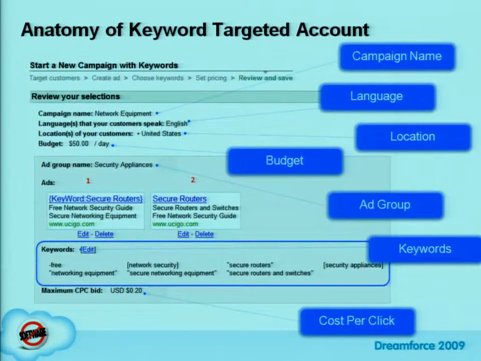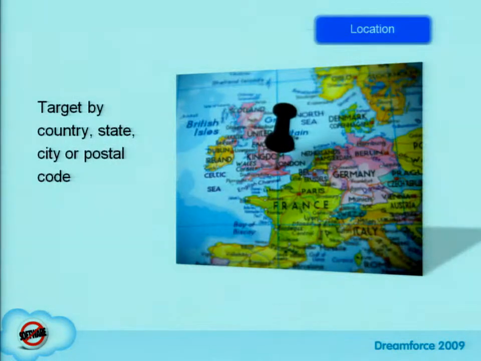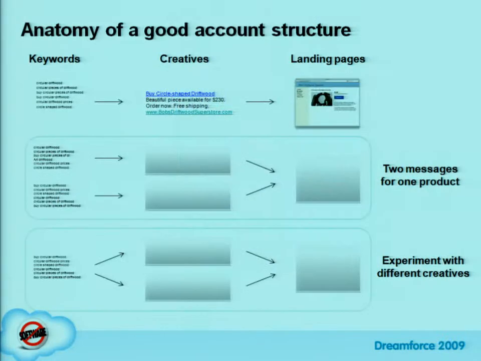So we're going to start with the anatomy of a keyword-targeted account. I'm sure everyone here is pretty familiar with this. You set your campaign names, your languages, budget, ad group, keywords, cost per click. You get to choose how much you're going to spend each day. You get to choose your keywords, and you get to target specific locations. You can target locations by country, state, city, postal code. You can target paid search by region. The great thing about paid search is you have complete control. So how do we build a good account structure? A good account structure has small ad groups with a few keywords, multiple creatives going to landing pages tailored for those keywords and for those creatives.